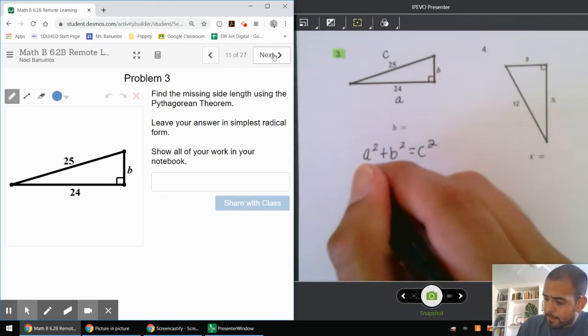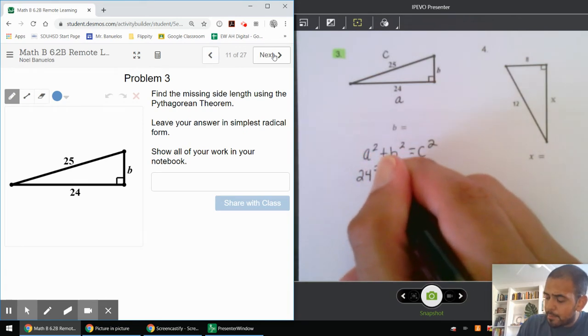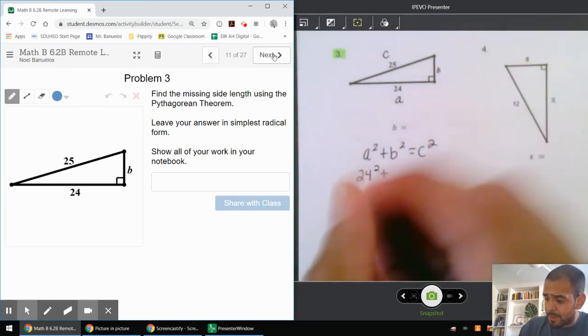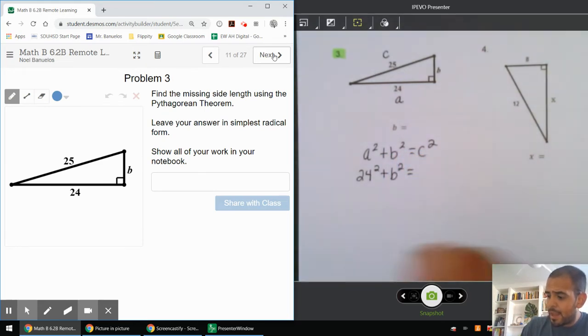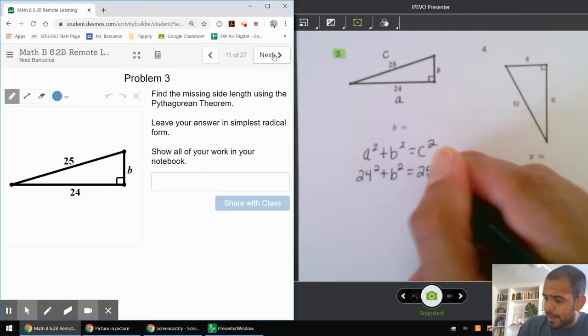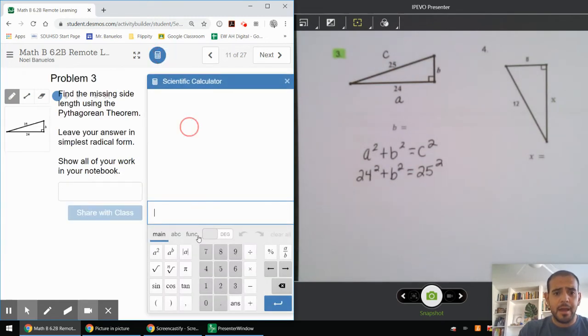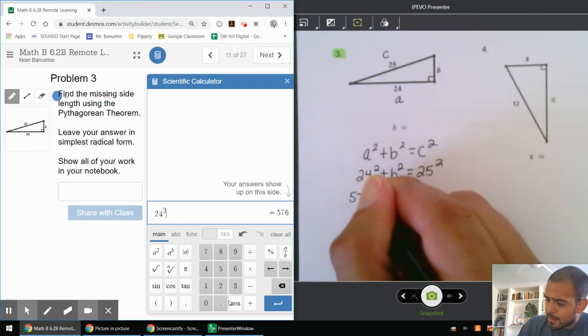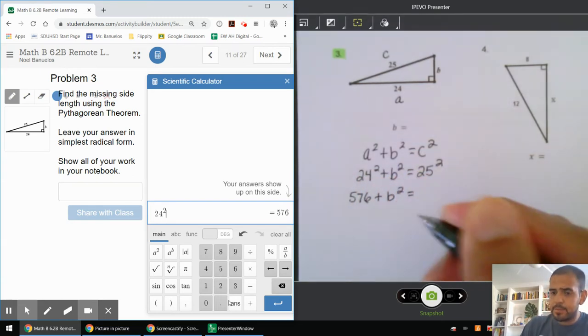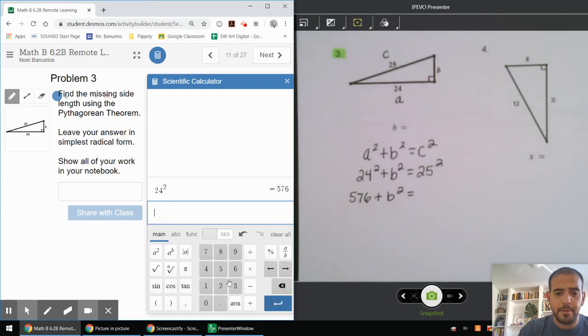A is 24, so 24 squared, plus b squared. That's what I'm trying to find. What is b? And then c squared, 25 squared. Okay, so you might need a calculator. It's okay to use your calculator. I provided it on Desmos here. So 24 squared is 576 plus b squared equals, okay, now 25 squared is 625.